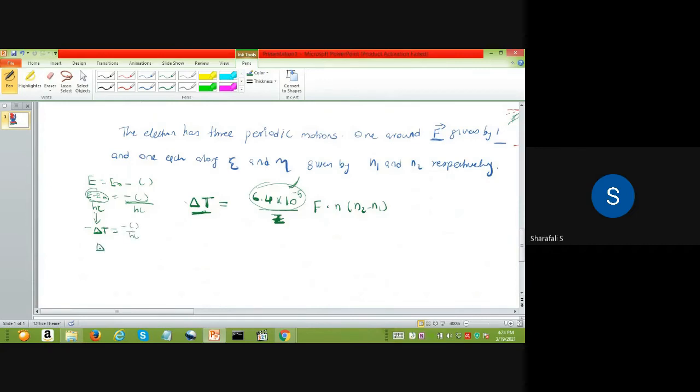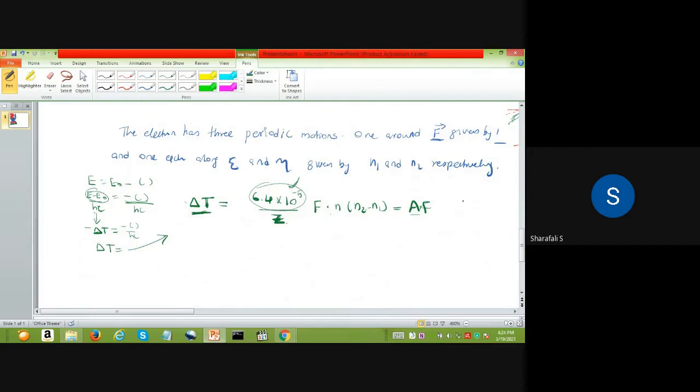And if you put all those constant values and calculate, that will give you this particular expression. So this is in wave number. I will just write this as A times F, where A is all the other values, that is 6.4 into 10 raised to minus 5 by Z into N into N2 minus N1, and F is the field. How much field you are providing to this particular atom.